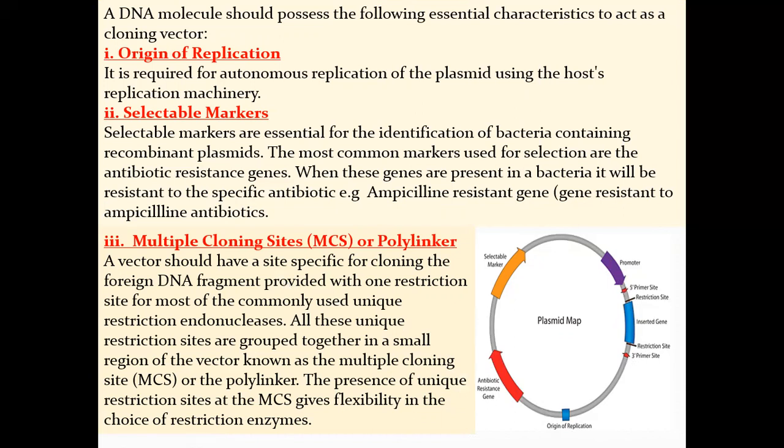A vector should have a site specific for cloning for the foreign DNA fragment provided within the restriction site for most of the commonly used unique restriction endonucleases. All these unique restriction sites are grouped together in a small region of vector known as multiple cloning sites or the polylinker. The presence of unique restriction sites at MCS gives flexibility in the choice of restriction enzyme.